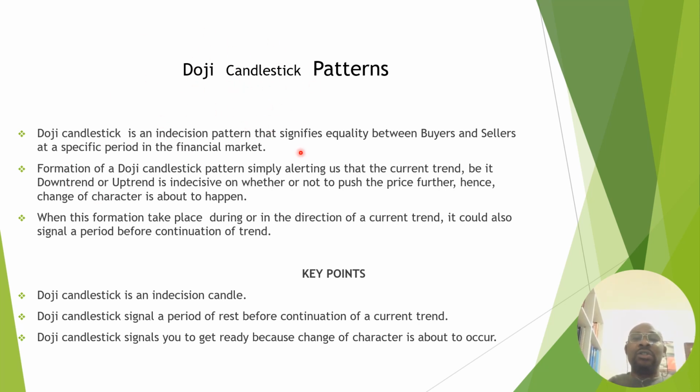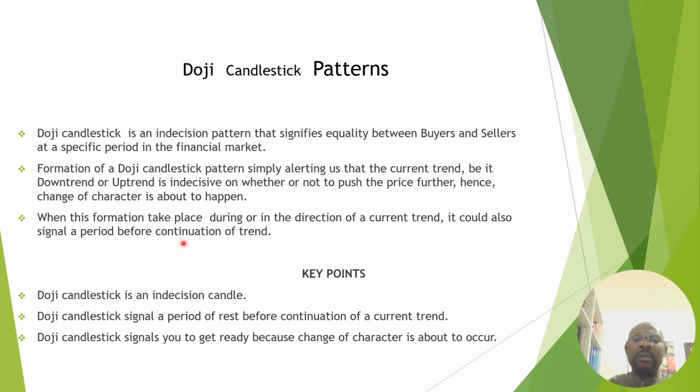Anytime you see that, you just get yourself prepared. It is possible for a trend to change at that point, or it can still continue. But once you see it appear, there is an indecision. The formation of a doji candlestick pattern simply alerts us that the current trend, be it downtrend or uptrend, is indecisive on whether or not to push the price further. Hence, change of character is about to happen.